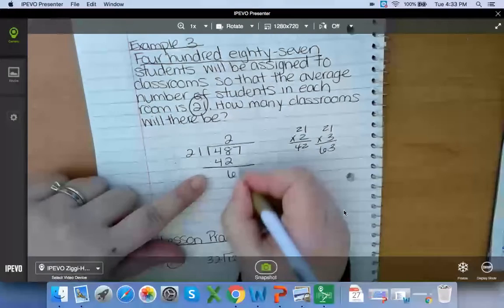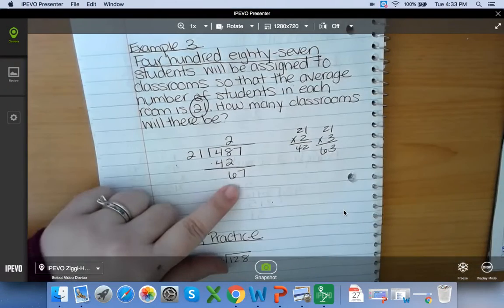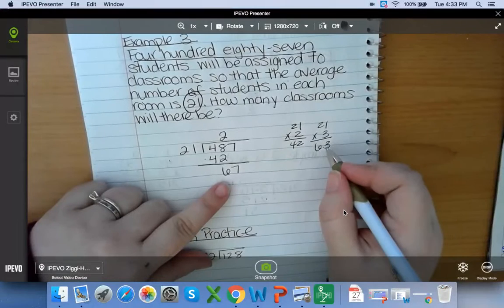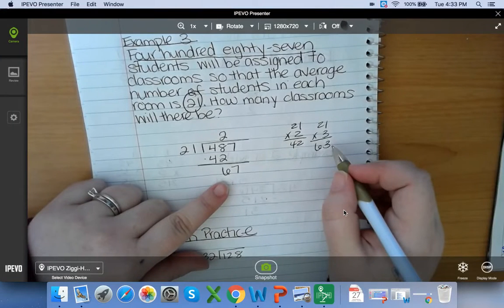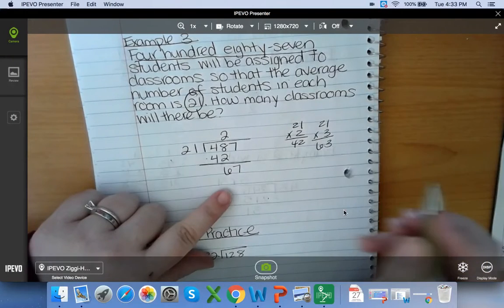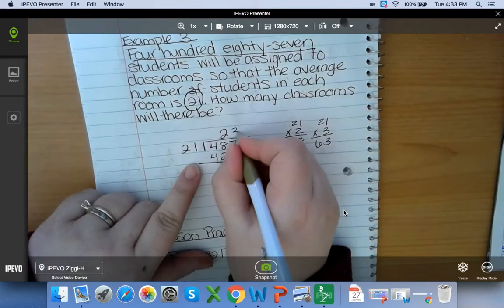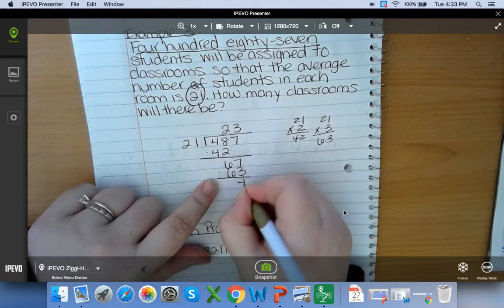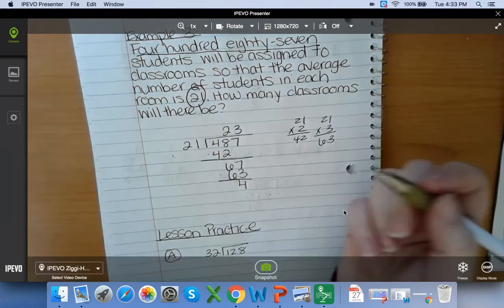Subtract, bring down. Now 2 goes into 67. Now, I already did 21 times 3 here, and I know my next number is not going to be much higher than that. So that is going to be my next number, that 3 right there. So 21 times 3 now. So now I'm going to get 63. When I subtract, I get 4. There's nothing else to bring down.